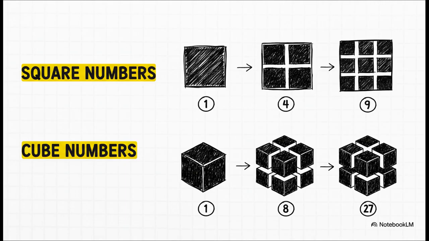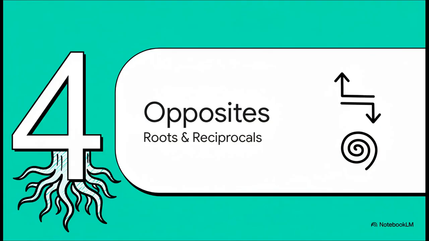Okay, moving on to our next power tools, square and cube numbers. These show up all the time. A square number is just a number multiplied by itself. A cube is a number multiplied by itself and then by itself again. Now here's a real pro tip. Memorizing the first 15 squares and maybe the first 5 cubes will save you a ridiculous amount of time in your exams. Seriously.